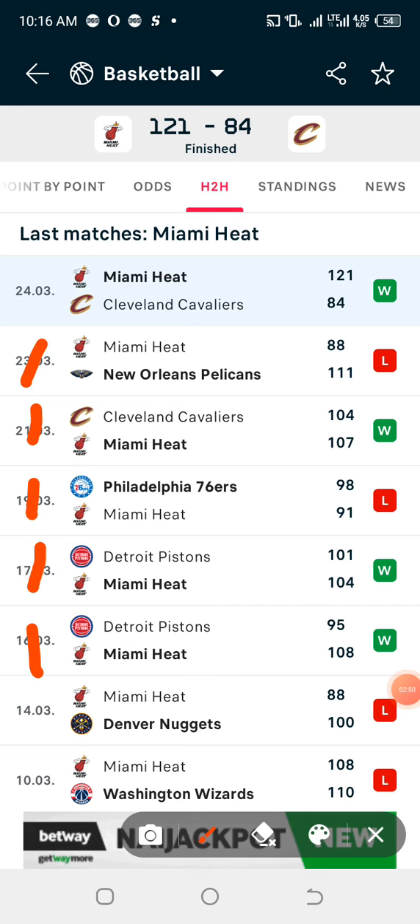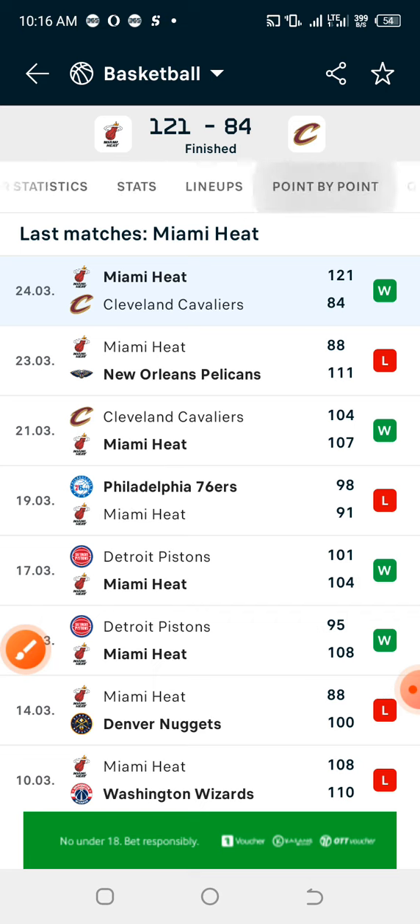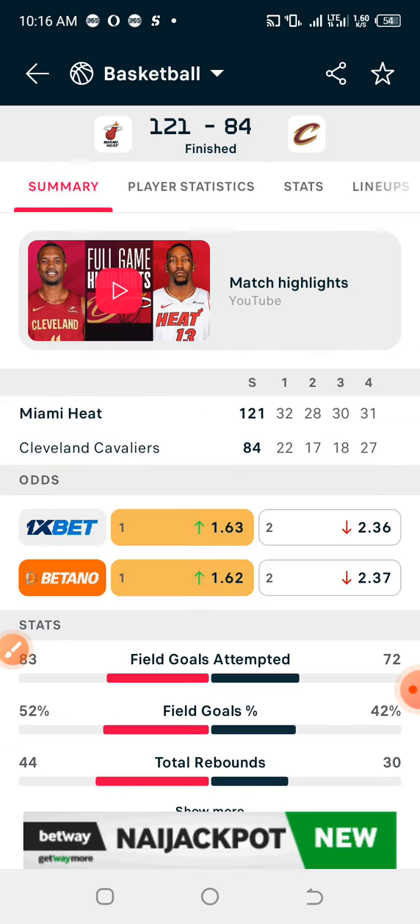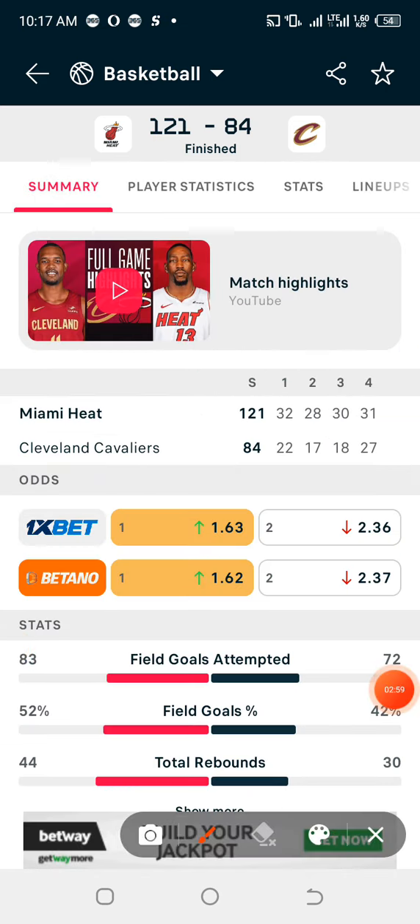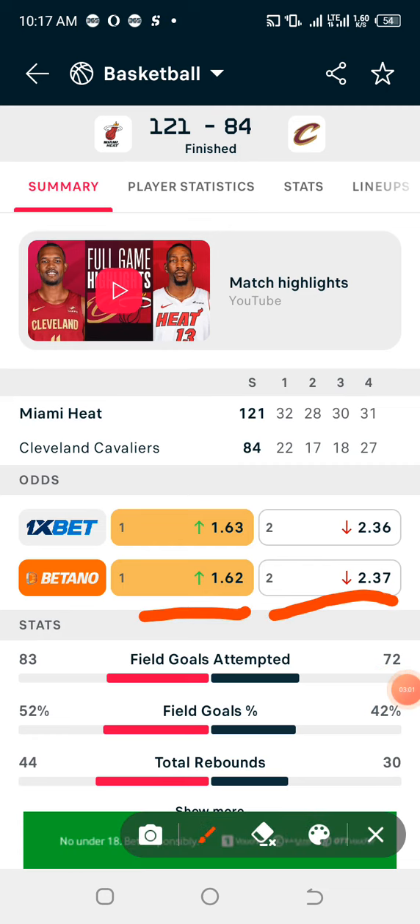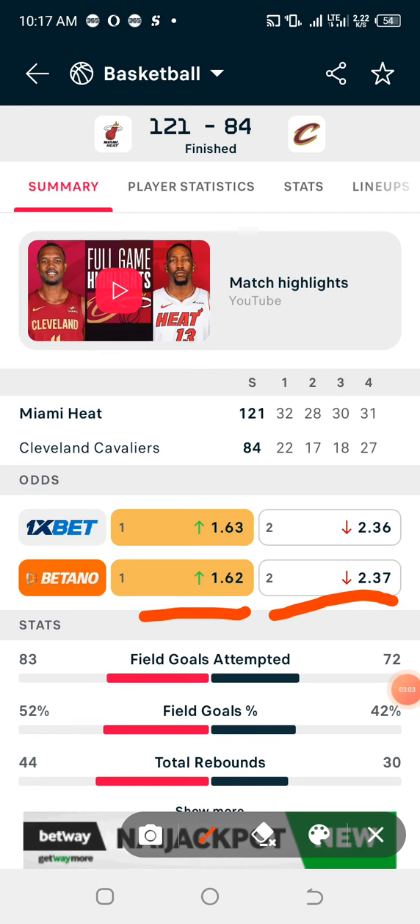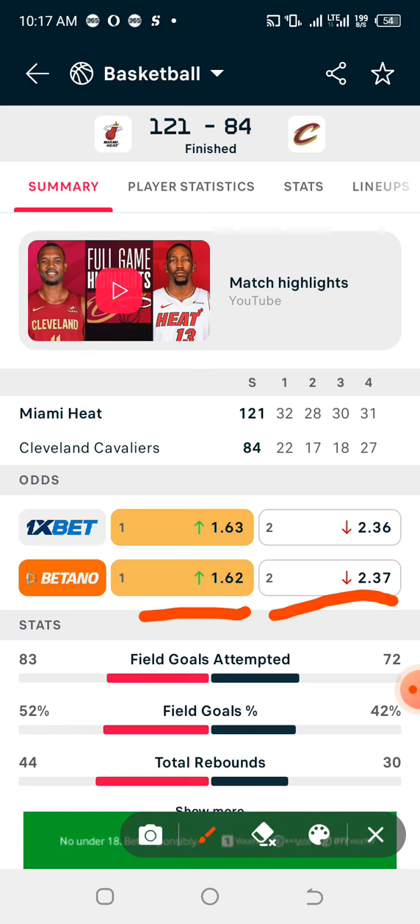Now, the first thing you need to check before doing this is the odds provided by the bookmakers. If you check it for the home team and the away team, you can see that the home team, which is Miami, happens to be the favorite to win this game. Now imagine you predicted this game as the home team to straight win this particular game at 1.63 odds, a very big goal.